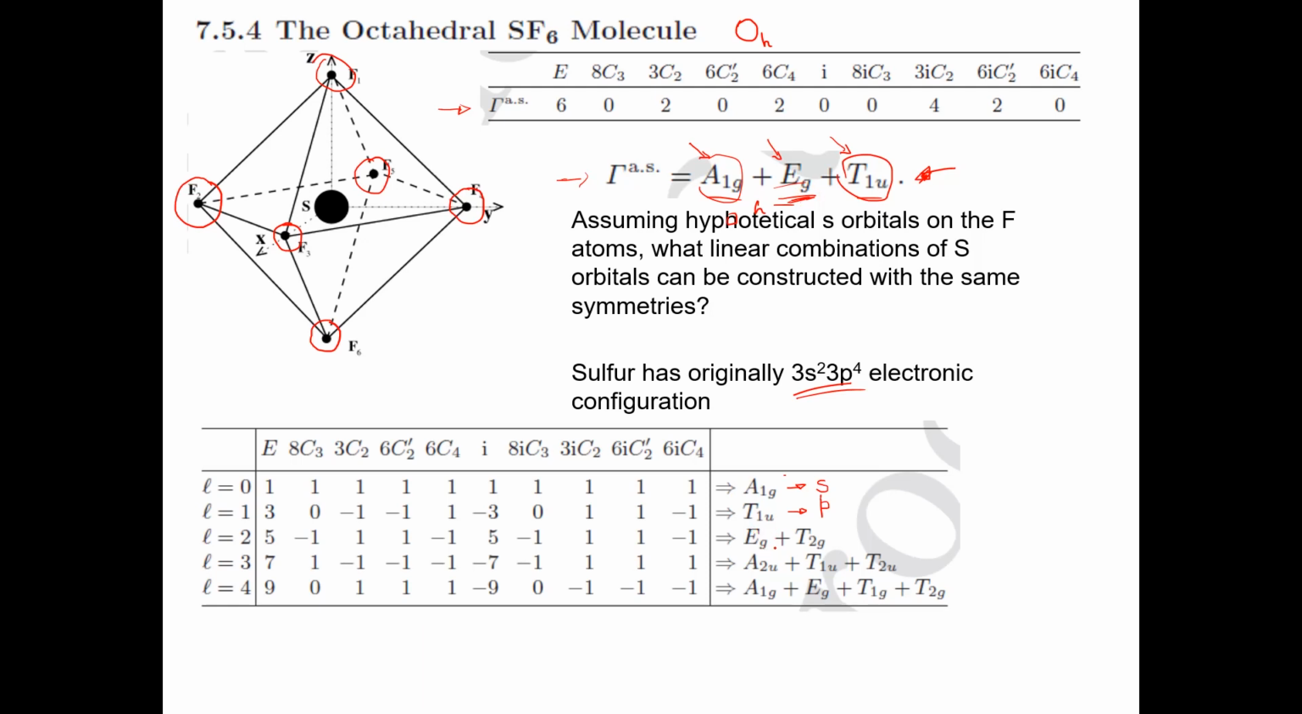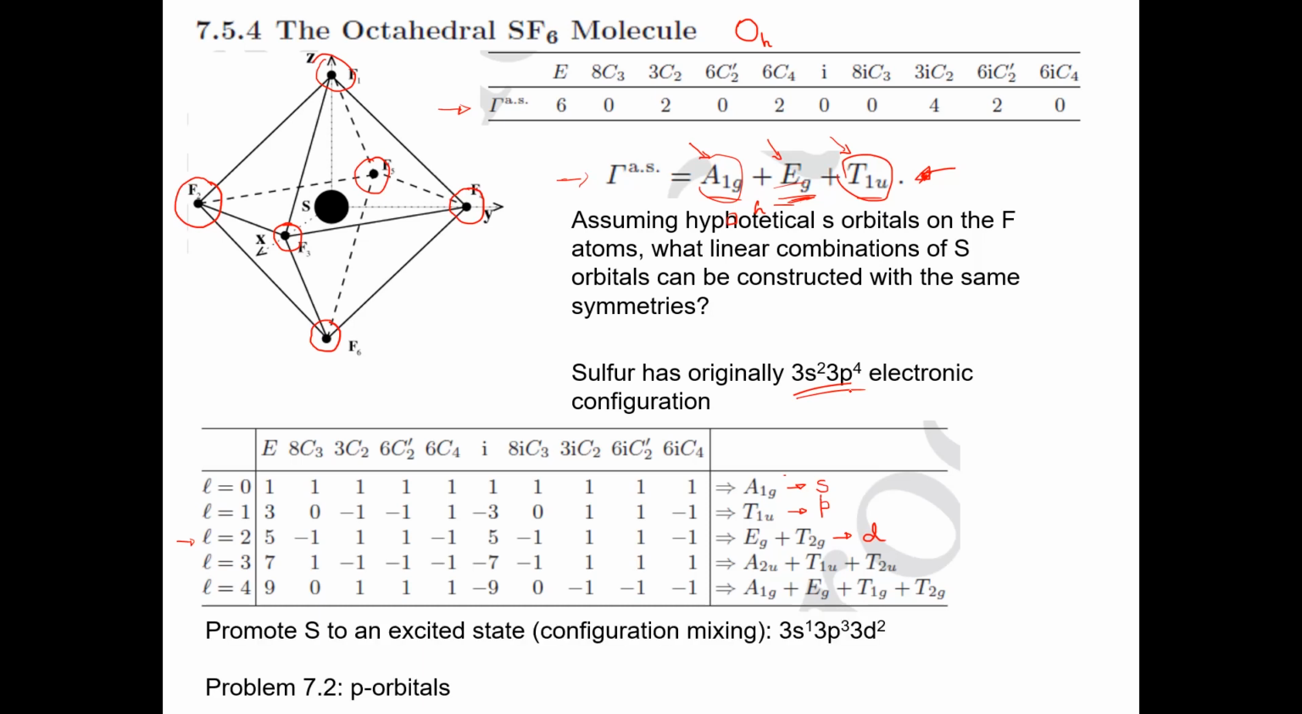So to make an EG linear combination, I need to go to L equals 2. That is, I need to go to d electrons, d orbitals. So the only way to make a bonding or anti-bonding molecular orbital with EG symmetry is if I promote some electrons from the original s and p electronic configuration to the d shell, to the d states. Okay? And that's exactly what happens.